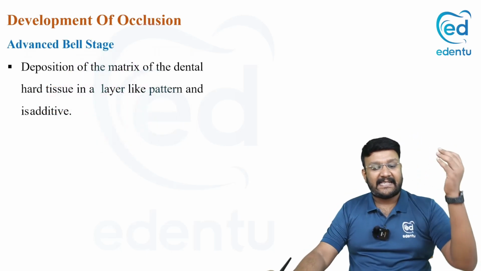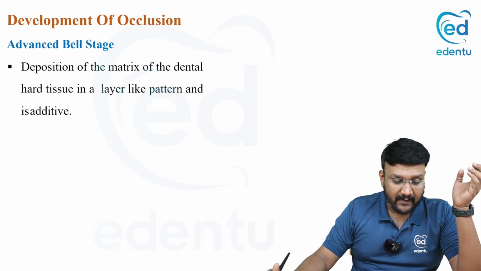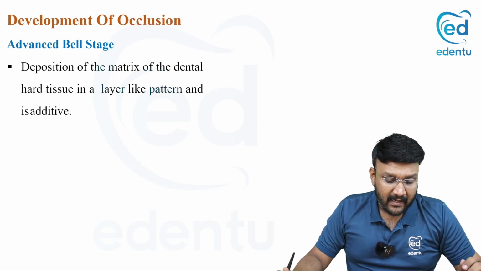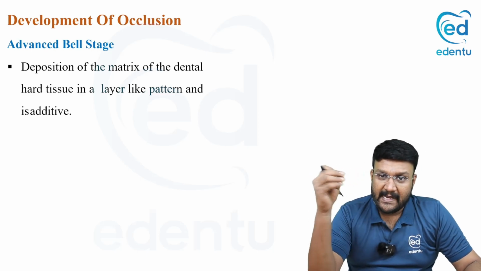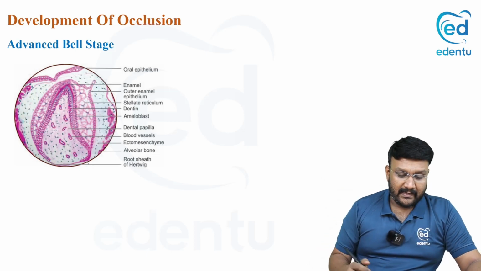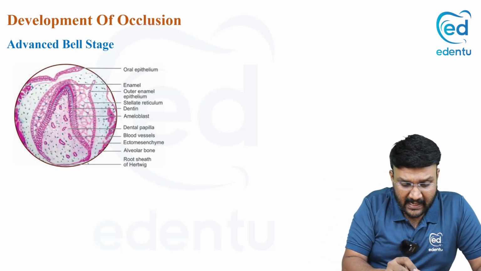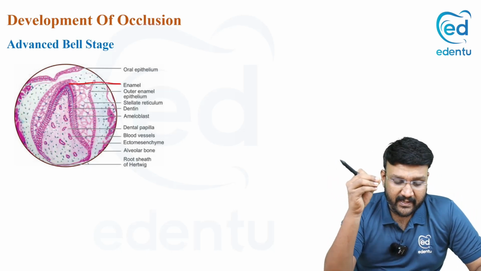Now the next stage is the advanced bell stage, where deposition of the matrix of the dental hard tissue happens in a layer-like pattern and is additive. There will be a little bit of enamel deposition in the advanced bell stage. These are the different zones of the advanced bell stage. Enamel is present here, and a little bit of enamel formation will be there.